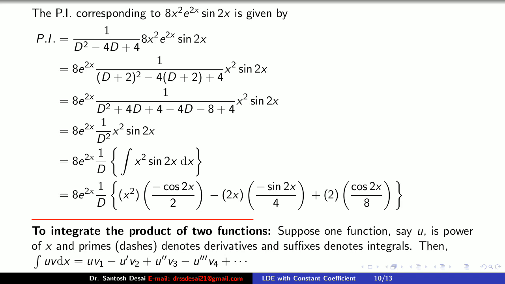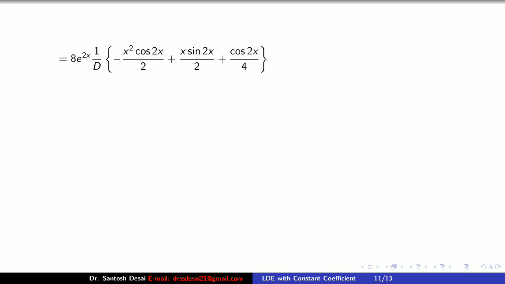So let us simplify all the brackets and then we get 8 e raised to 2x into 1 upon D into minus x square cos 2x divided by 2 plus x sin 2x divided by 2 plus cos 2x divided by 4. Now 1 upon D again stands for integration. So let us take integration of this whole bracket with respect to x. Now I am going to apply the same rule again.